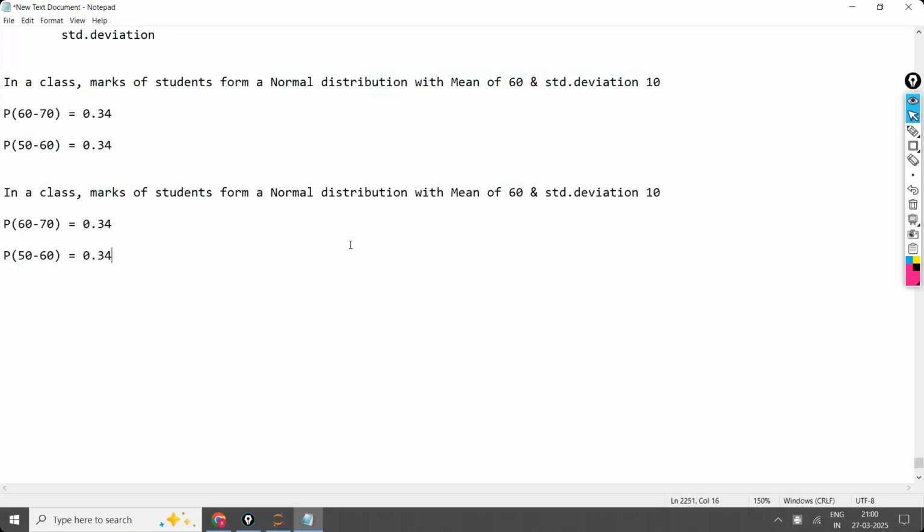In a class, there is normally distributed data. This time, the mean value is 70 with a standard deviation of only 5. Now, what is the probability for 70 to 75? In this case, 70 to 75. What is the answer? And what is the answer for 65 to 70?